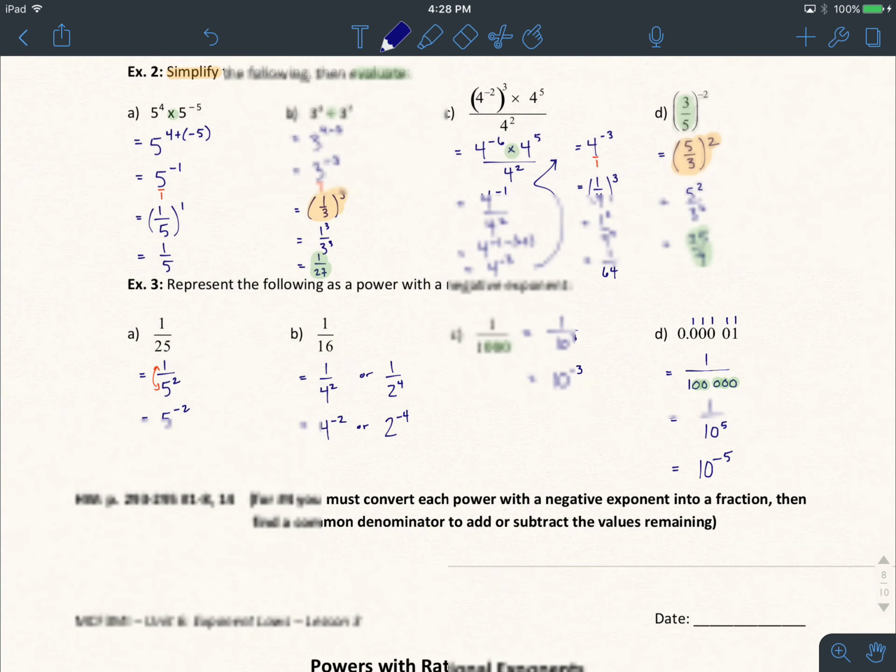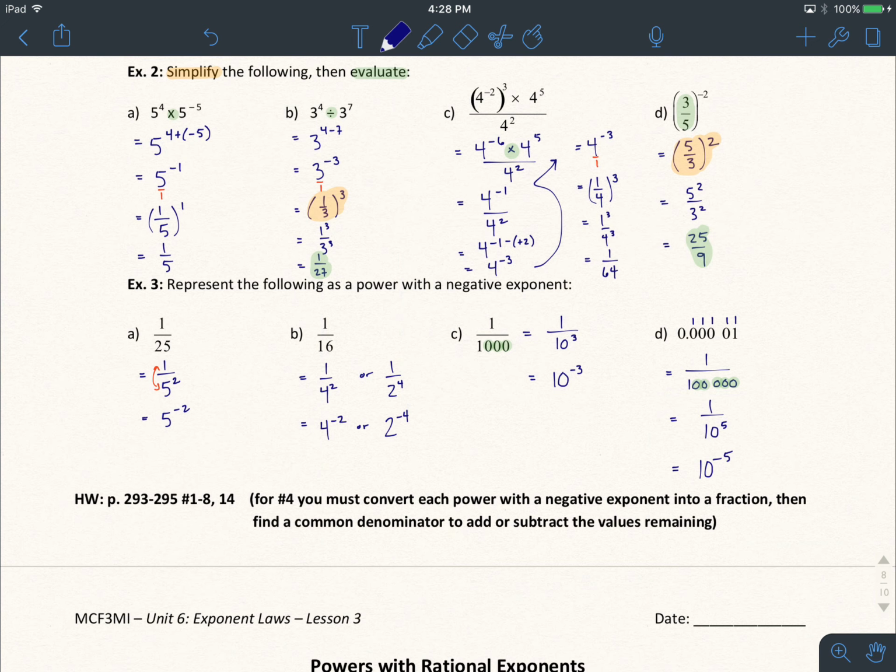And those final examples take us to the end of lesson number 2 in our short unit on exponent laws. So get through that homework, come on back, and we'll see you for lesson number 3.